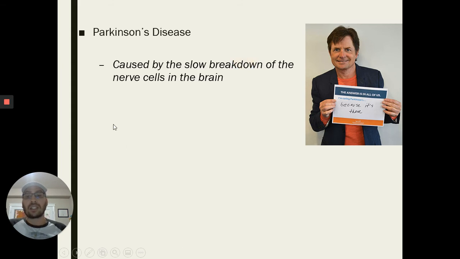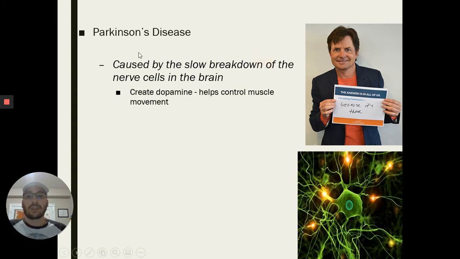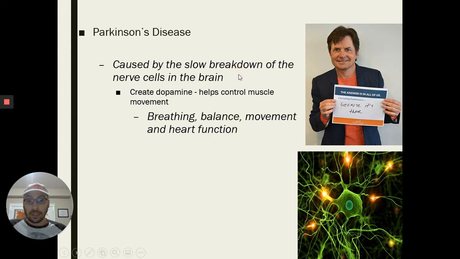But Parkinson's disease, it's a neurological disease. It's a disease of the nervous system, and it's caused by the slow breakdown of the nerve cells in the brain. The brain creates dopamine, which helps control muscle movement, breathing, balance, and heart function. So it affects all of these things. It is a progressive disorder. By progressive, it means it doesn't come down all at once. It takes a while for the full effects of Parkinson's disease to kick in.